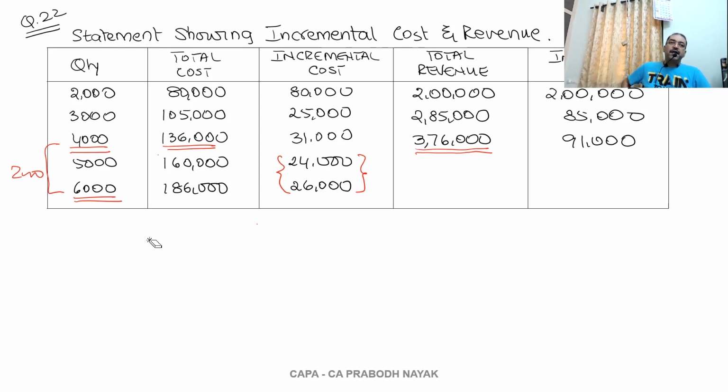Next line you write. Company has received an export order for 2,000 units. Full stop. If it accepts the export order, it will be producing 6,000 units.